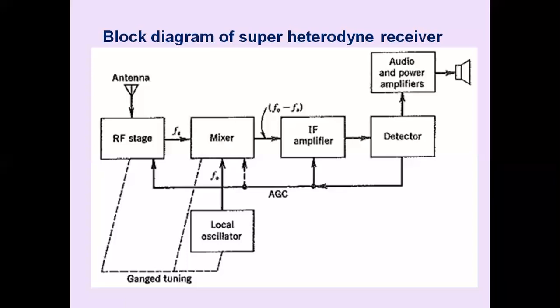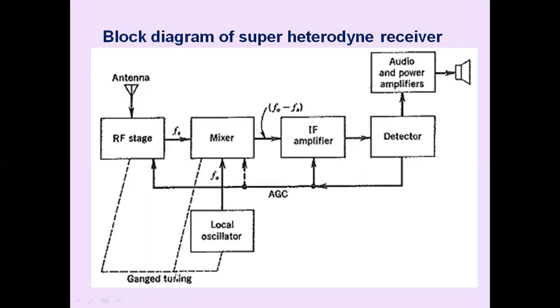This consists of a local oscillator. It is a local oscillator and a mixer. The local oscillator produces a frequency higher than the incoming signal frequency. With a higher value of IF, F0 is always equal to Fs plus the IF value.